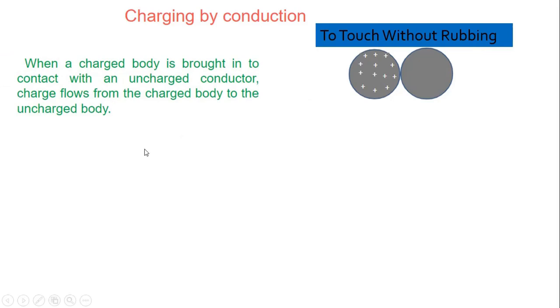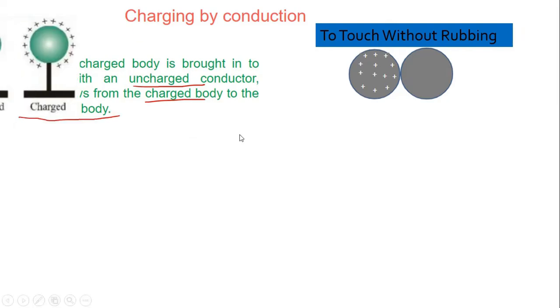There we were doing it without touching them. So here what we notice is that when a charged body is brought in contact with an uncharged conductor, charge flows from the charged body to the uncharged body. This is the key statement over here. The charge will always flow from the charged body to the uncharged body.